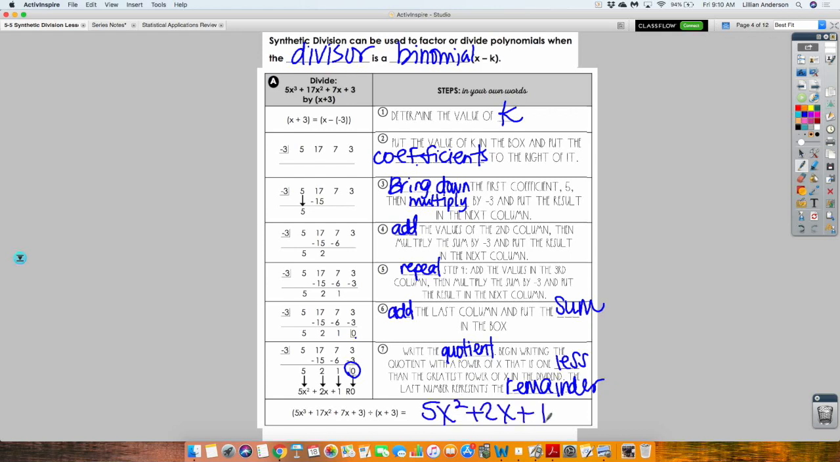So it may seem like a lot of steps, but to be honest, it's really just a repetition of the same process of just multiplying, bringing down, and so on and so forth.